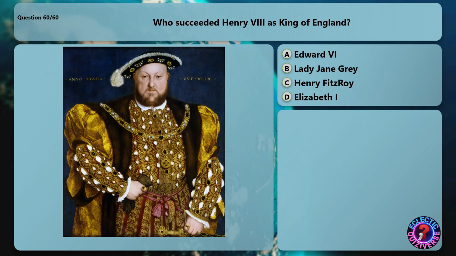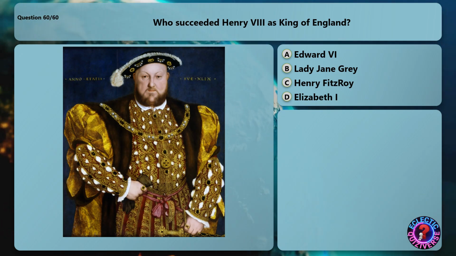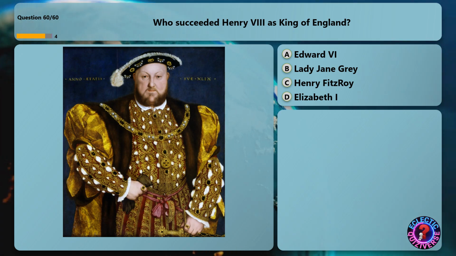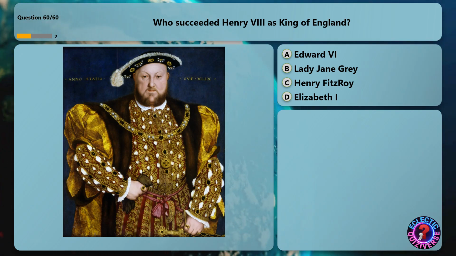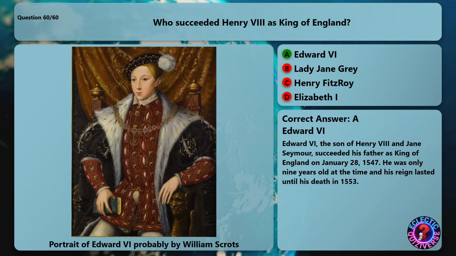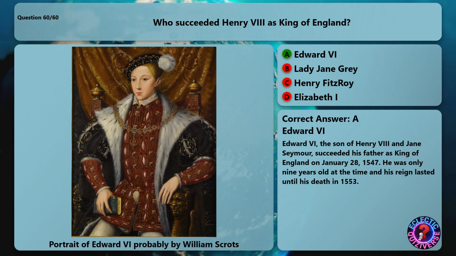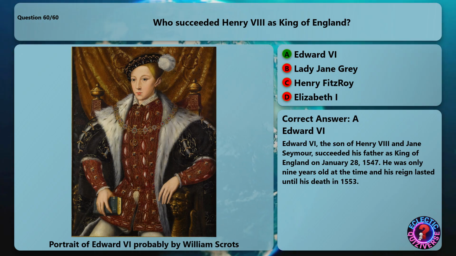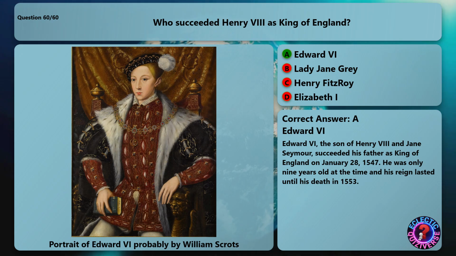Who succeeded Henry VIII as King of England? The correct answer is Edward VI. Edward VI, the son of Henry VIII and Jane Seymour, succeeded his father as King of England on January 28, 1547. He was only 9 years old at the time and his reign lasted until his death in 1553.